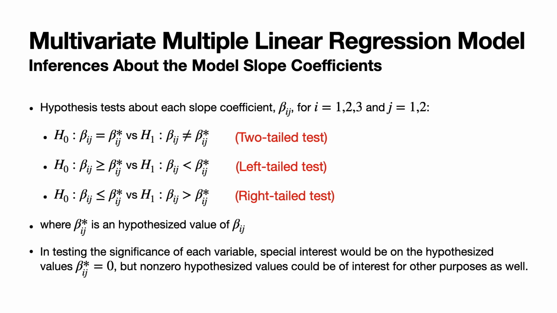Again, we have 6 slope coefficients in this multivariate multiple linear regression model. Again, beta sub ij star is a hypothesized value of beta sub ij that is meaningful in a given situation. And in testing the overall significance of the variables, we would certainly test the hypotheses that each of the beta ij's is equal to 0 against the alternative that they are non-zero. We could also test more specific hypotheses where we use non-zero values for the hypothesized value. And that would depend on the context and the application of the model.